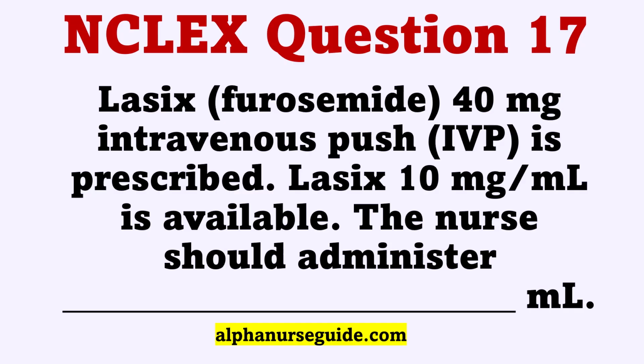Lasix, 40 milligrams intravenous push, is prescribed. Lasix 10 milligrams per 1 milliliter is available. The nurse should administer blank mL. The correct answer is 4 milliliters. The formula is desired amount divided by what is available, times quantity, equals the amount to administer. 40 divided by 10 and multiplied by 1 equals 4 milliliters.